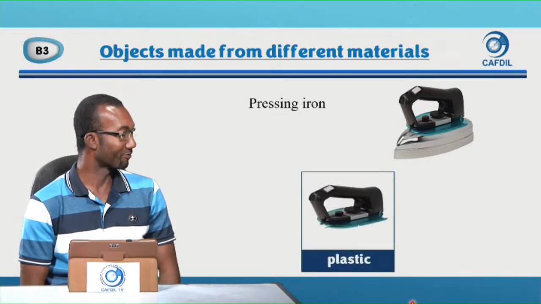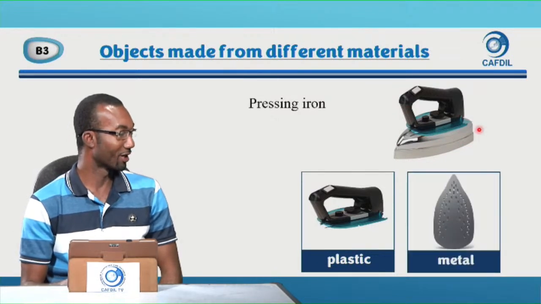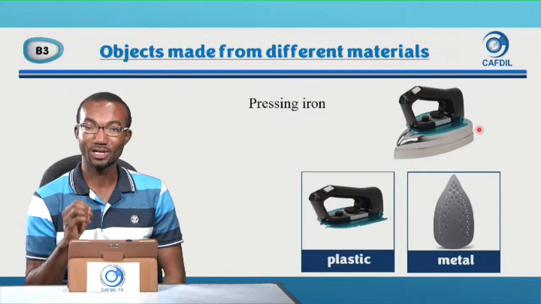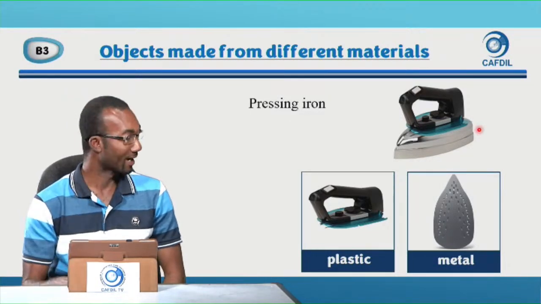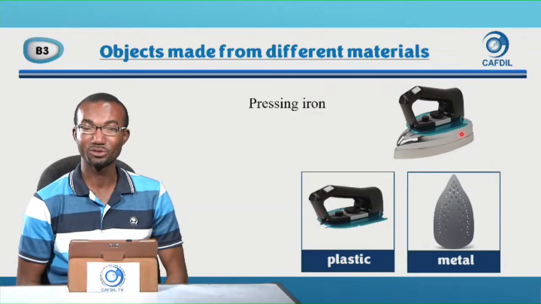Yes, first one, we have plastic. The handle is made of plastic. And then what about the base here? The base is made of metal. So children, assuming the handle here, or all the parts of this pressing iron, was made with metal, what do you think will happen? It will shock you.